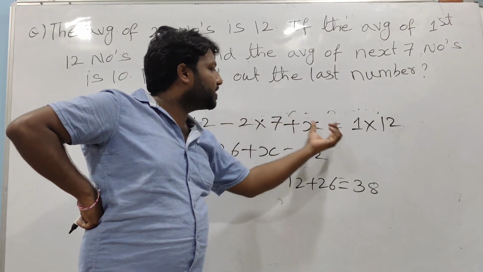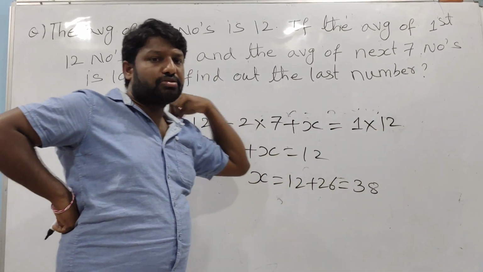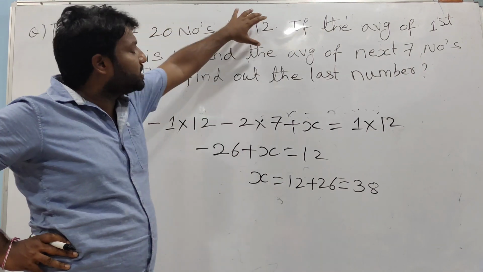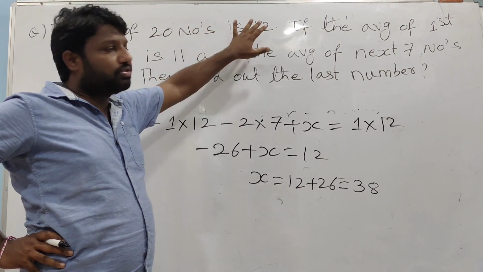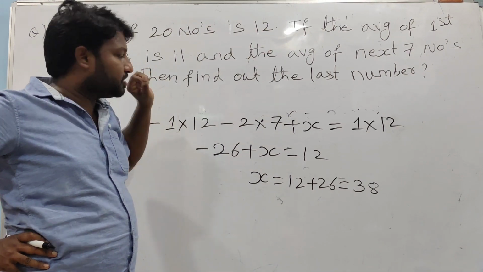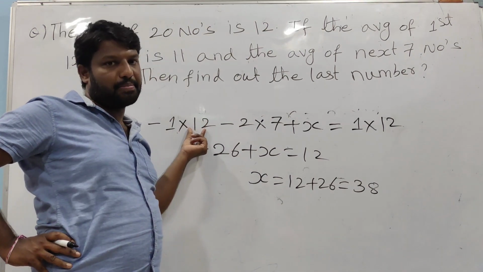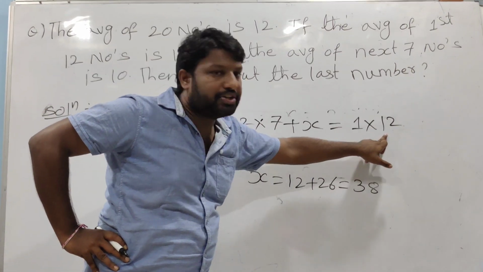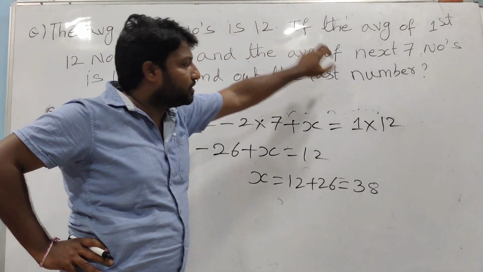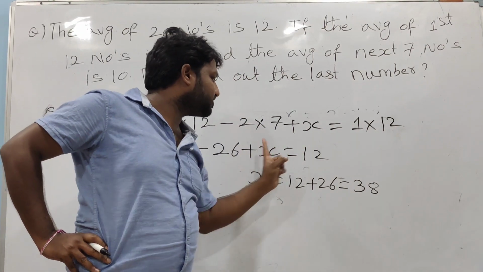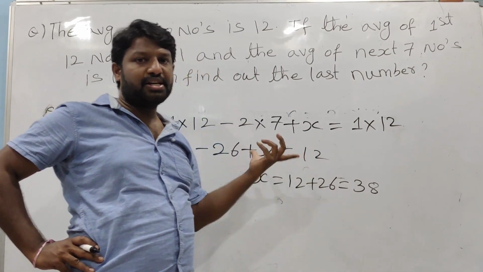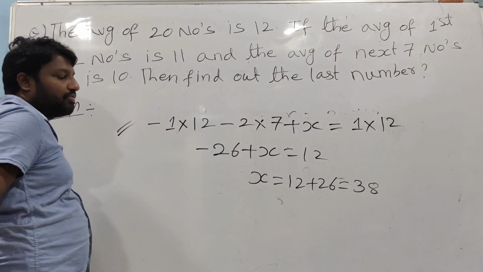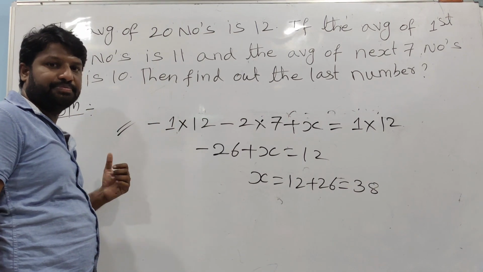So this sum should be equal to the total sum. What is the total sum? The average and number of values are given, so 20 into 12 is the total sum. Out of this, 12 numbers and 7 numbers are already compensated. Remaining is only 1 number, that is 1 number into average, which is 1 into 12. If I solve this, I get x, the last number, as 38. Okay? I hope you understood this. You can follow that method or this method.